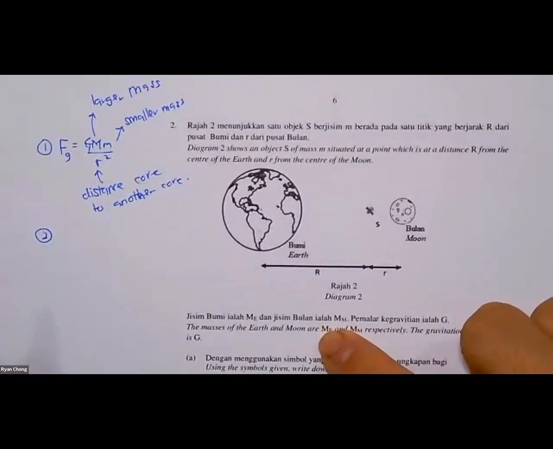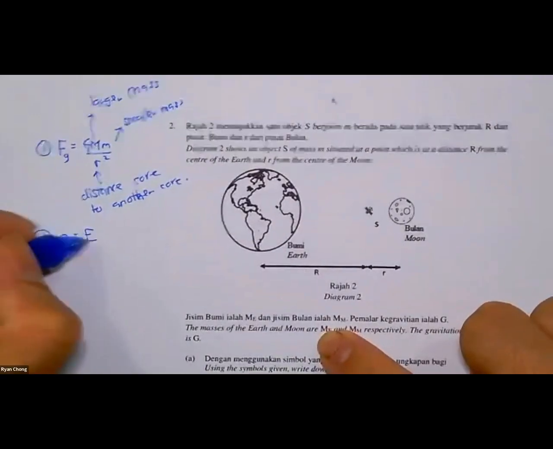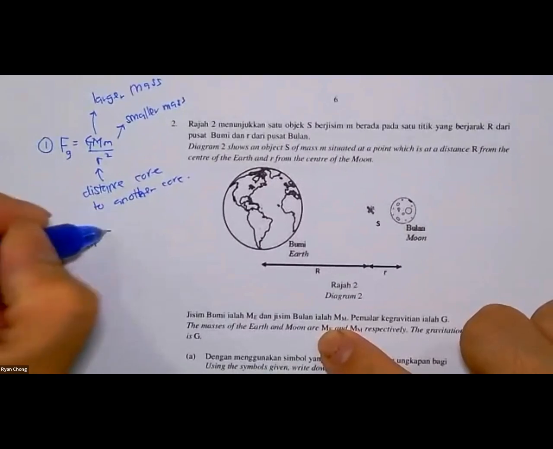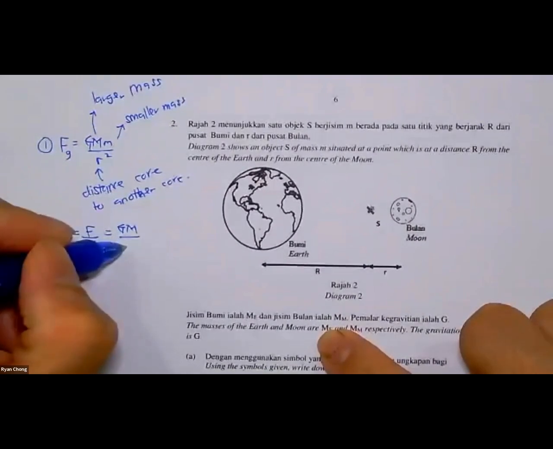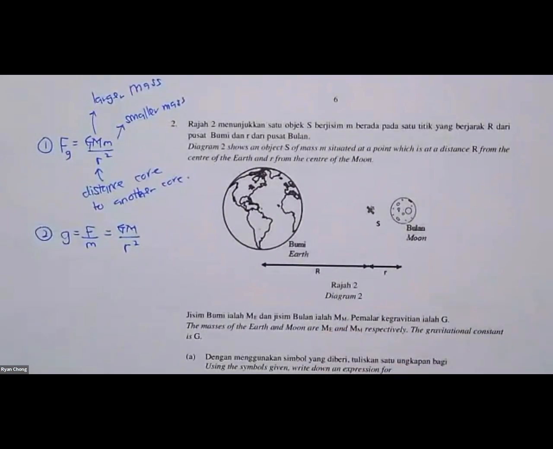Secondly, the second formula you have to know, okay, this one, gravitational field strength, right? Which is equal to GM over r squared, right? GM over r squared. Okay, so, all right.